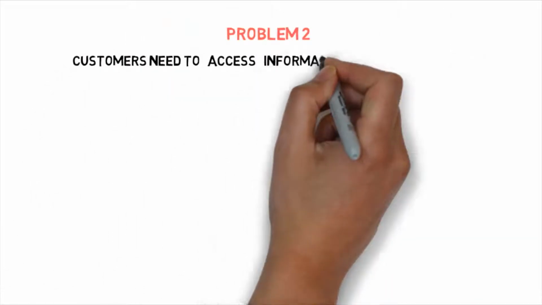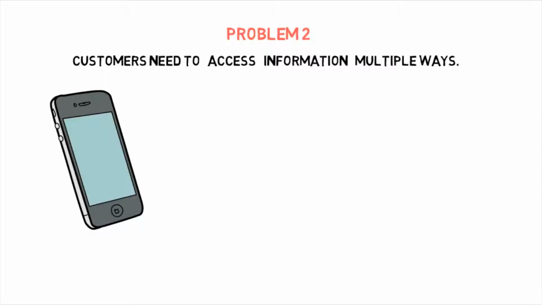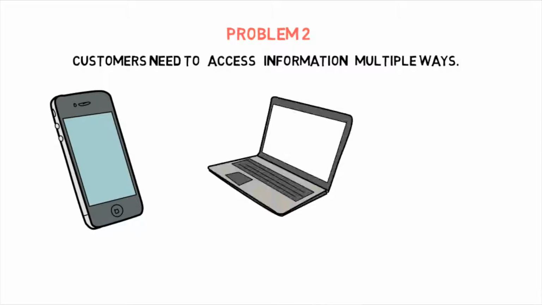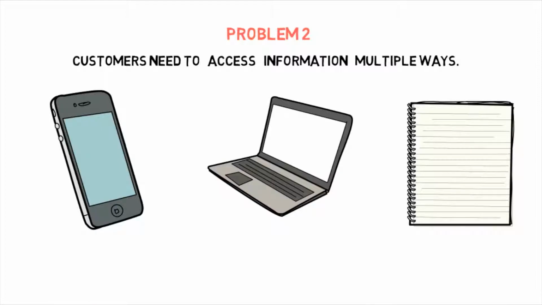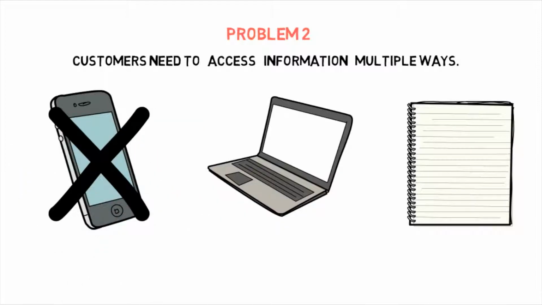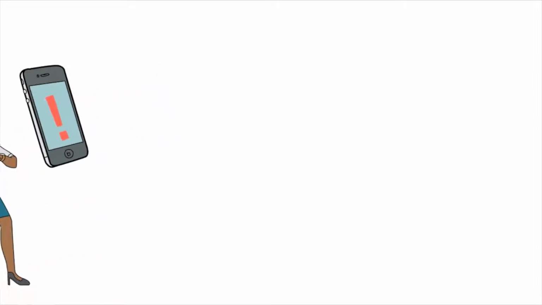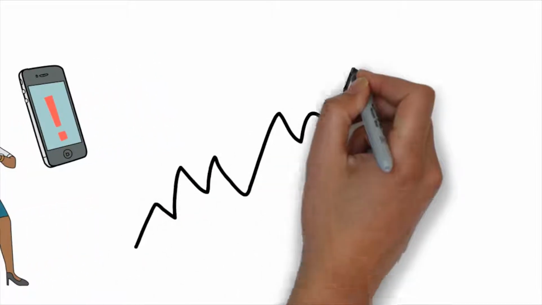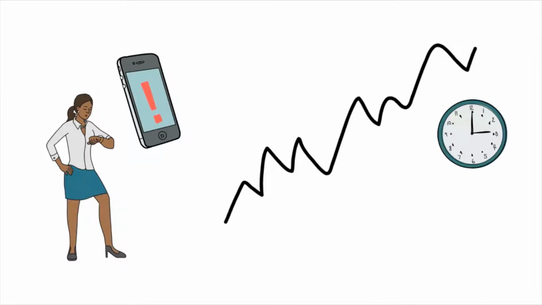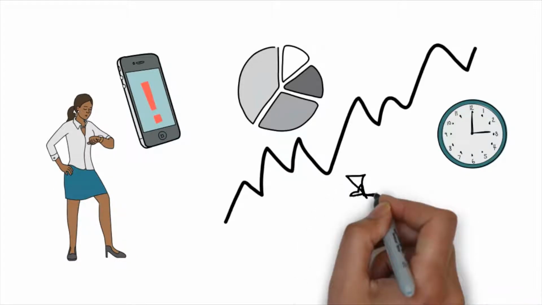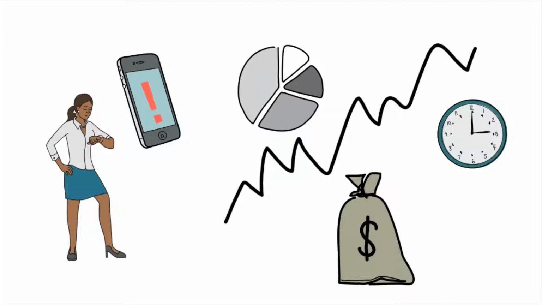Now let's move on to problem 2. Customers need to access information in multiple ways. Customers might want to access information through an app on their phone, on a browser, or offline. Because publishing solutions are sometimes tied to a specific output, companies are locked into delivering information only one or two ways. When businesses need to pivot to respond to market demands and customers need a mobile output, meeting the new requirement often means creating a company-wide initiative to kick off a massive project, taking away resources from other teams.